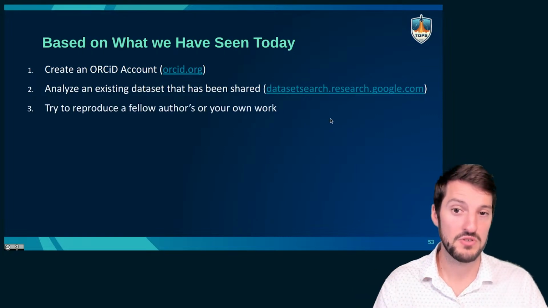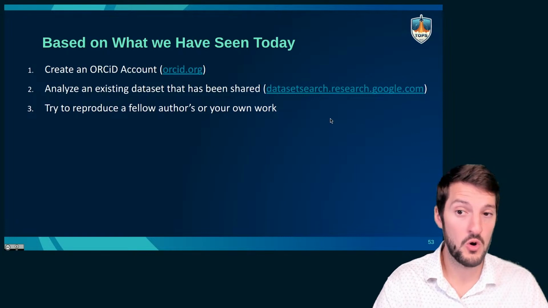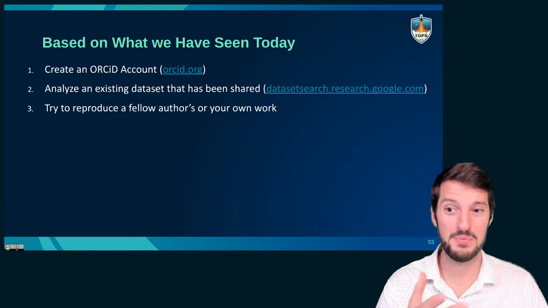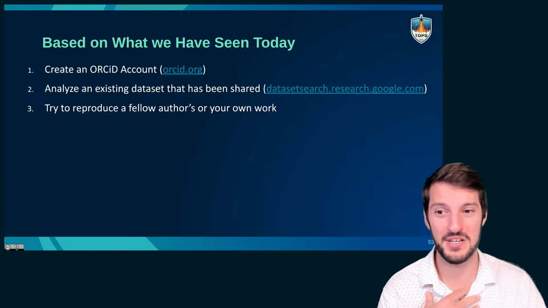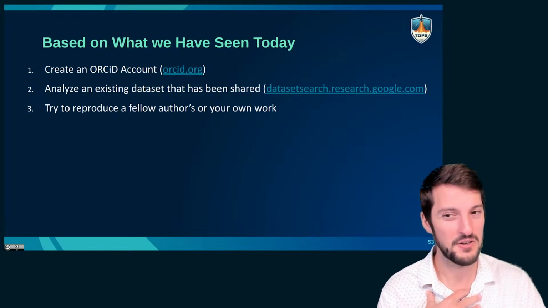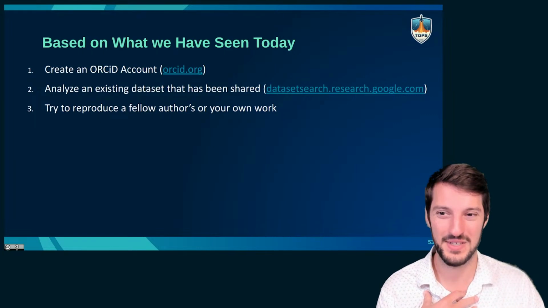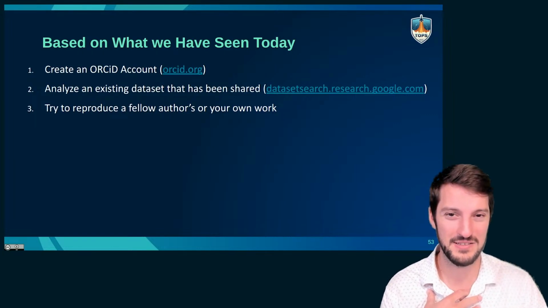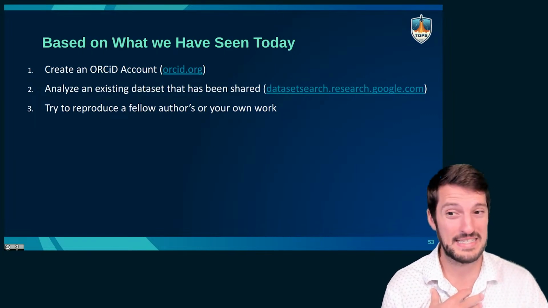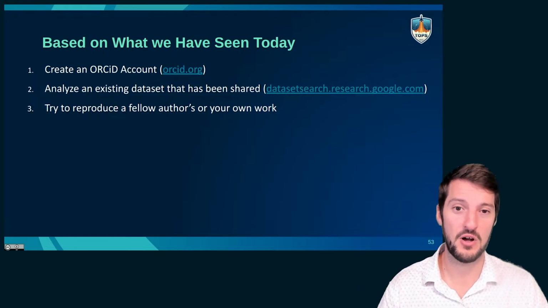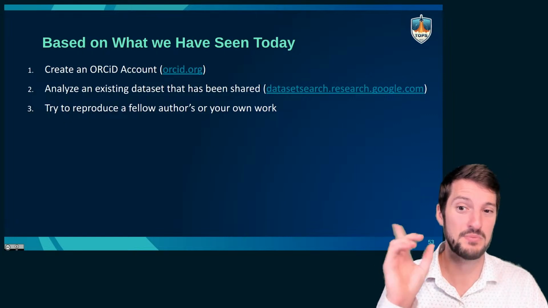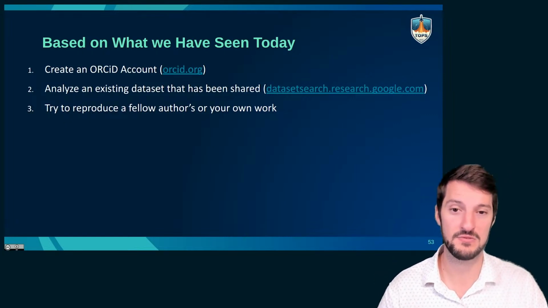You can try to reproduce a fellow author's or your own work. And I will say I've met many people, myself included, this happens all the time. You think back to a study you did a number of years ago, and you're thinking, oh, where are those data? And then you find them, and you look through the code, and you think, I don't even know if this will run, and it doesn't run. And so try to reproduce your own work. Try to reproduce a fellow author's work. You can write that up as a publication if you do reproduce somebody else's work.